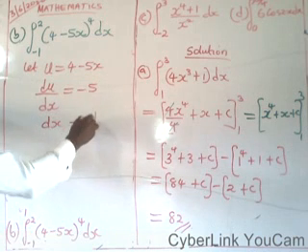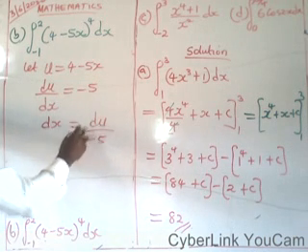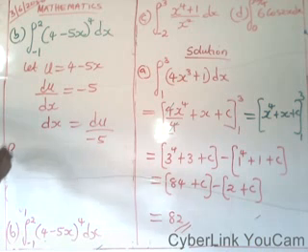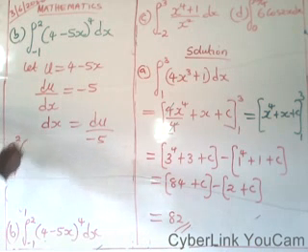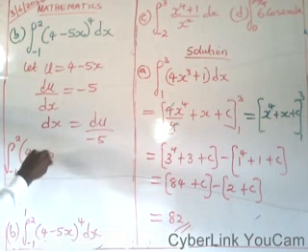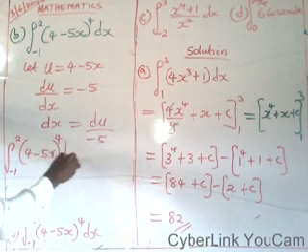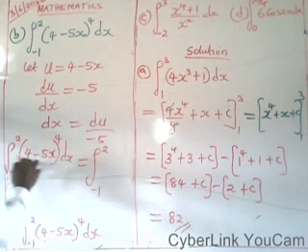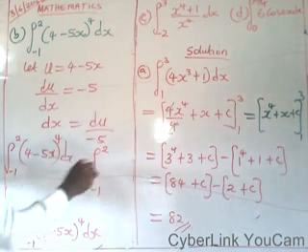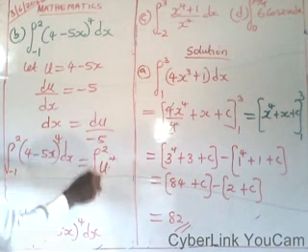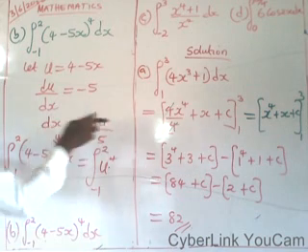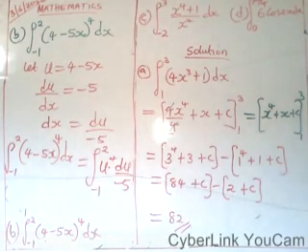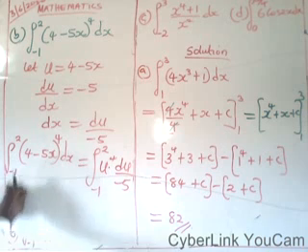At the end of the day, your dx will be equal to du all over minus 5. So by the time you substitute into this, you are now going to have the integral from minus 1 to 2 of (4 minus 5x) to the power 4 dx, which becomes the integral from minus 1 to 2. The whole of this is u, so u raised to power 4 multiplied by the x. What is the x? The x is going to be u over minus 5. That means u all over minus 5. So that is what we are going to have. And you can factor 1 over minus 5 outside.